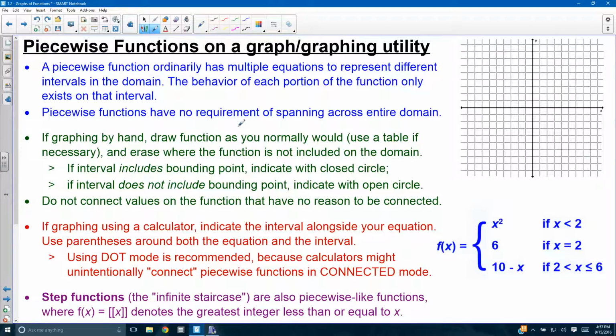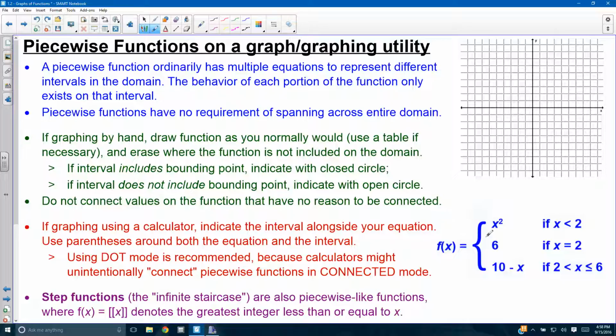Okay, piecewise functions on a graphing utility. Here's where we're going to do it again. I did piecewise functions in the last video without a graphing calculator. Feel free to take a look at that. But just to revert and say what it is again, a piecewise function ordinarily has multiple equations to represent different intervals in the domain. By their equations, I'm referring to their behavior. They can do different things. They might have the same behavior, like they might both be linear. They might both even have the same slope, but they might cross the y-axis at different points. That's what makes them break apart. But the behavior of each portion of the function only exists on that interval.